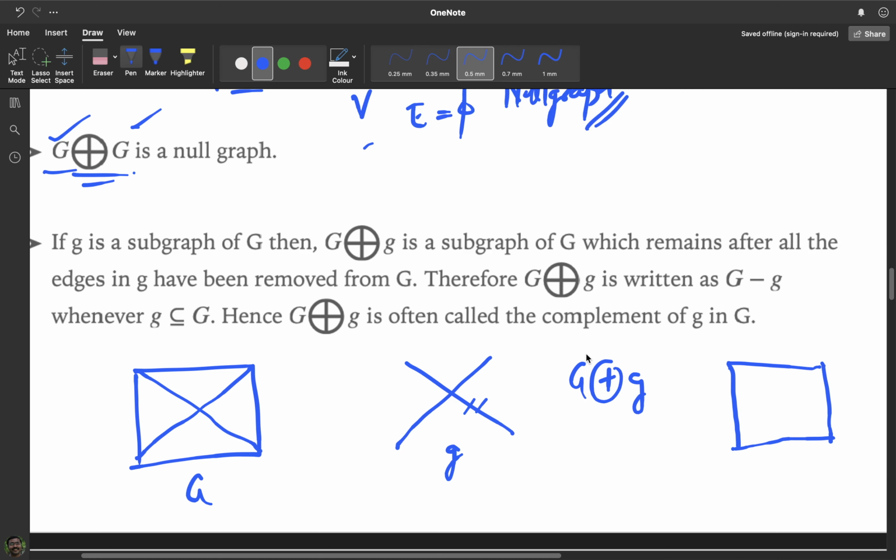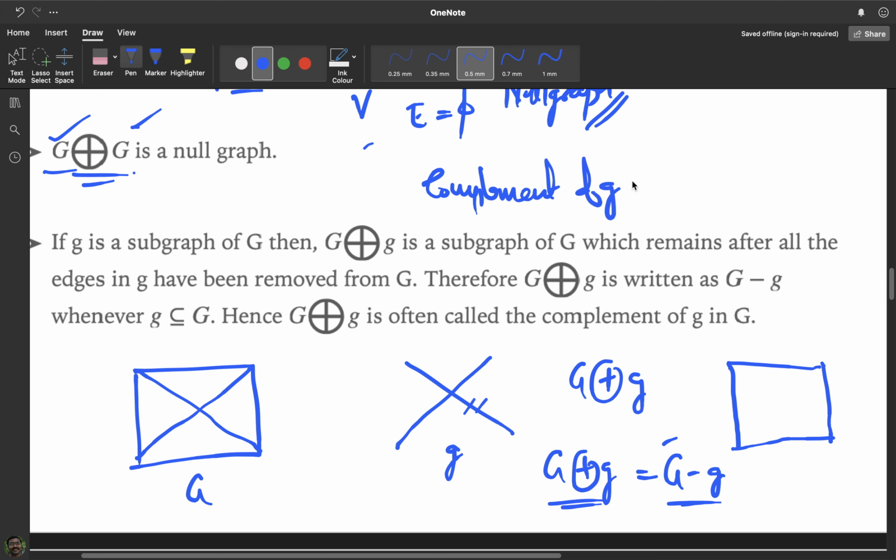So you can see that G ring sum g, if you take, it is actually obtained by deleting the edges of the subgraph g from the capital G. So G ring sum g in the case of a subgraph is actually obtained by deleting that subgraph from the original graph. If you see, that subgraph has been deleted from the original graph. Okay, so this is also called by another name. It is called the complement of that subgraph. So complement of that subgraph g in G. Okay, so this is called the complement of that subgraph g in G. Don't confuse it with the graph complement.